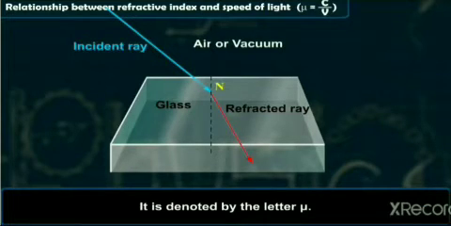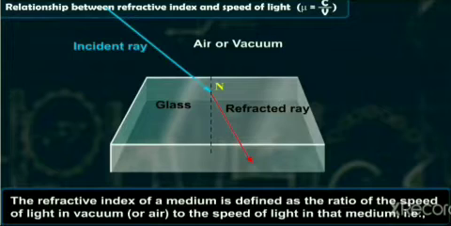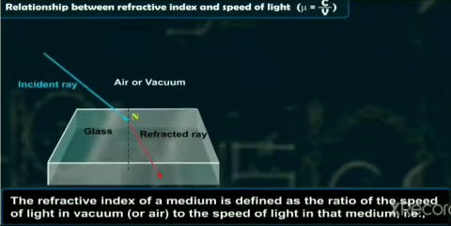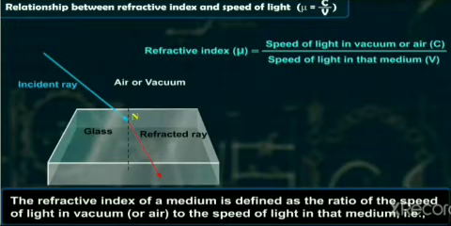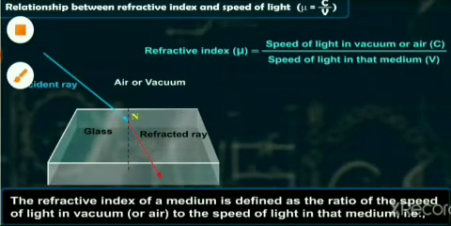It is denoted by the letter mu. The refractive index of a medium is defined as the ratio of the speed of light in vacuum or air to the speed of light in that medium. That is, refractive index mu is equal to the speed of light in vacuum or air, C, upon the speed of light in that medium, V.